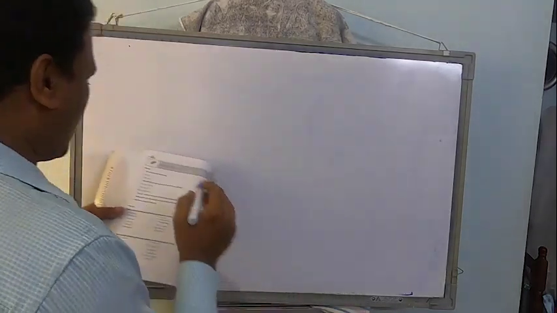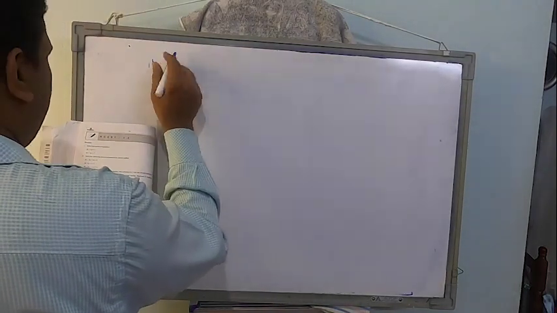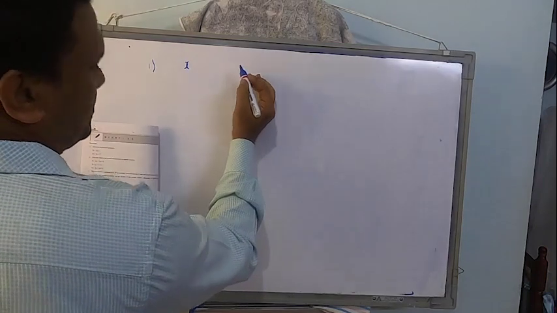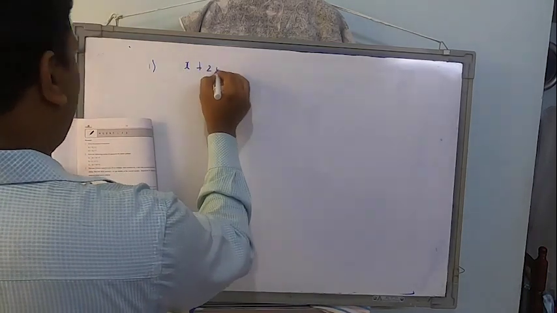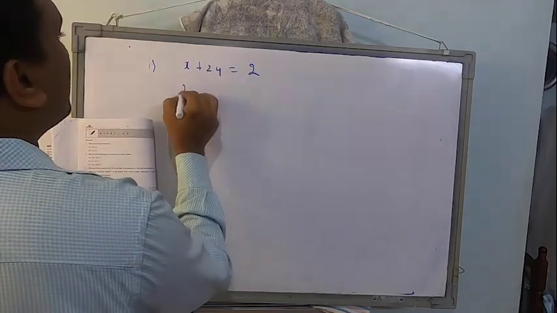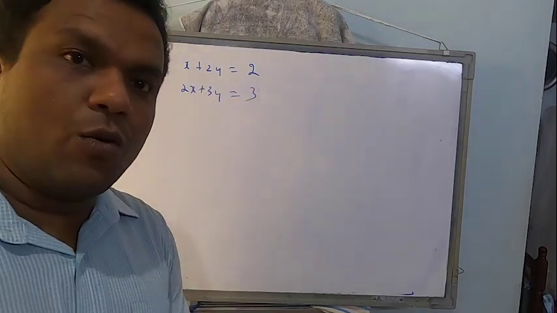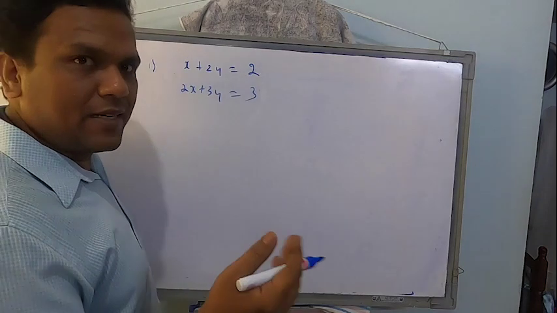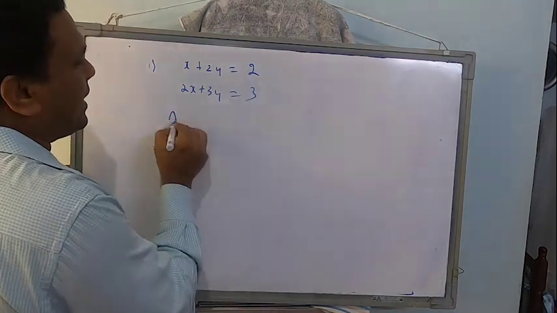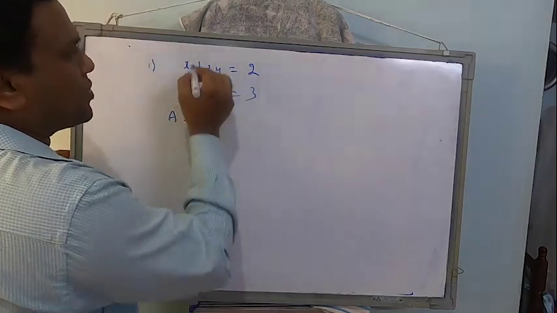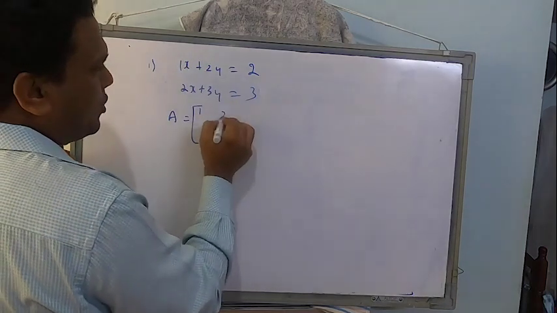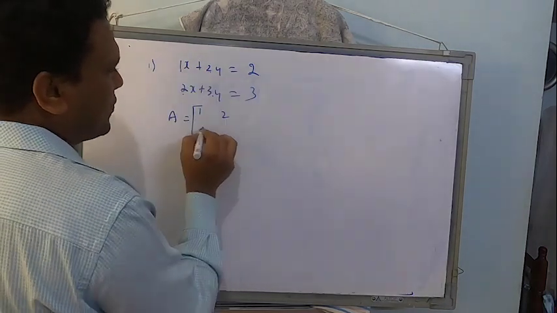But I will mainly concentrate on solving the system of linear equations rather than checking the consistency. I will just show you one problem for consistency. It is given as x plus 2y is equal to 2, 2x plus 3y is equal to 3. Let me explain here now. A is a matrix of the coefficients of x and y: 1, 2 and 2, 3.